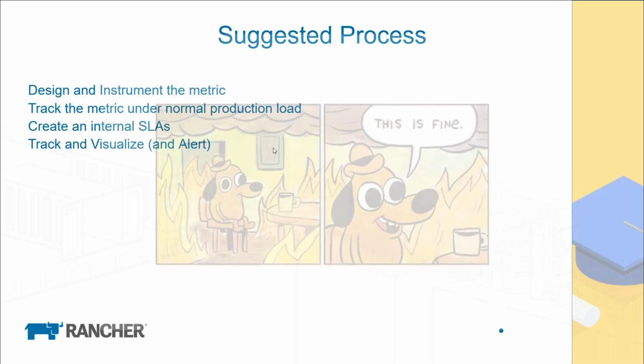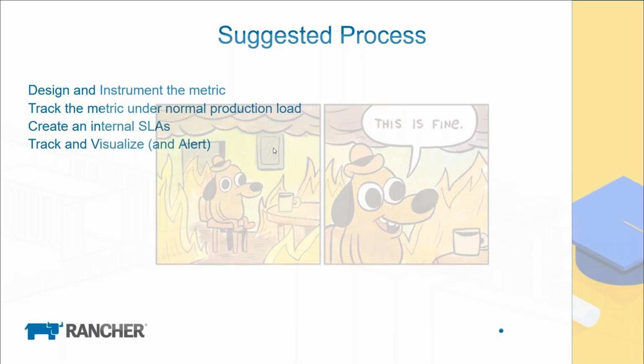So if I'm going to suggest a process to you, I would suggest first designing and instrumenting your metric. Deciding what your metric is, what's important to you, and then instrumenting that into your software. Track it under normal production load for a while, and even high production load. So get an idea of what the range of acceptable numbers is for that metric, because some metrics are time-based, some are money-based, all of those things.